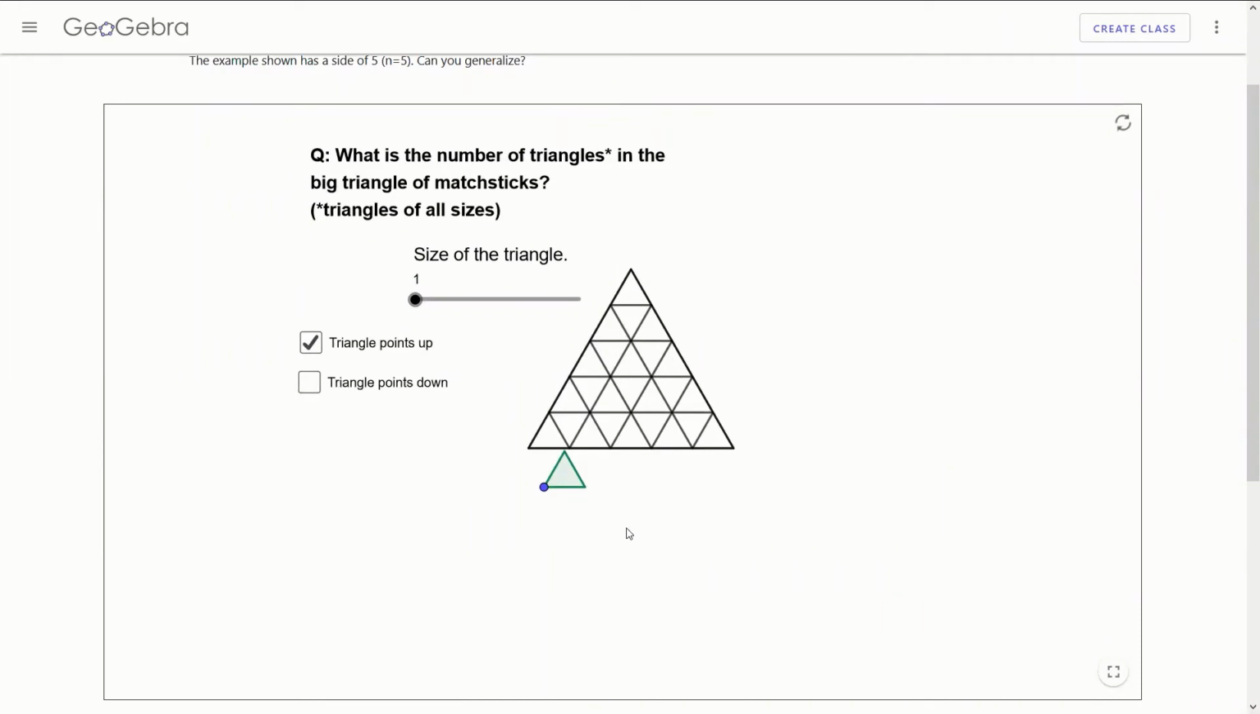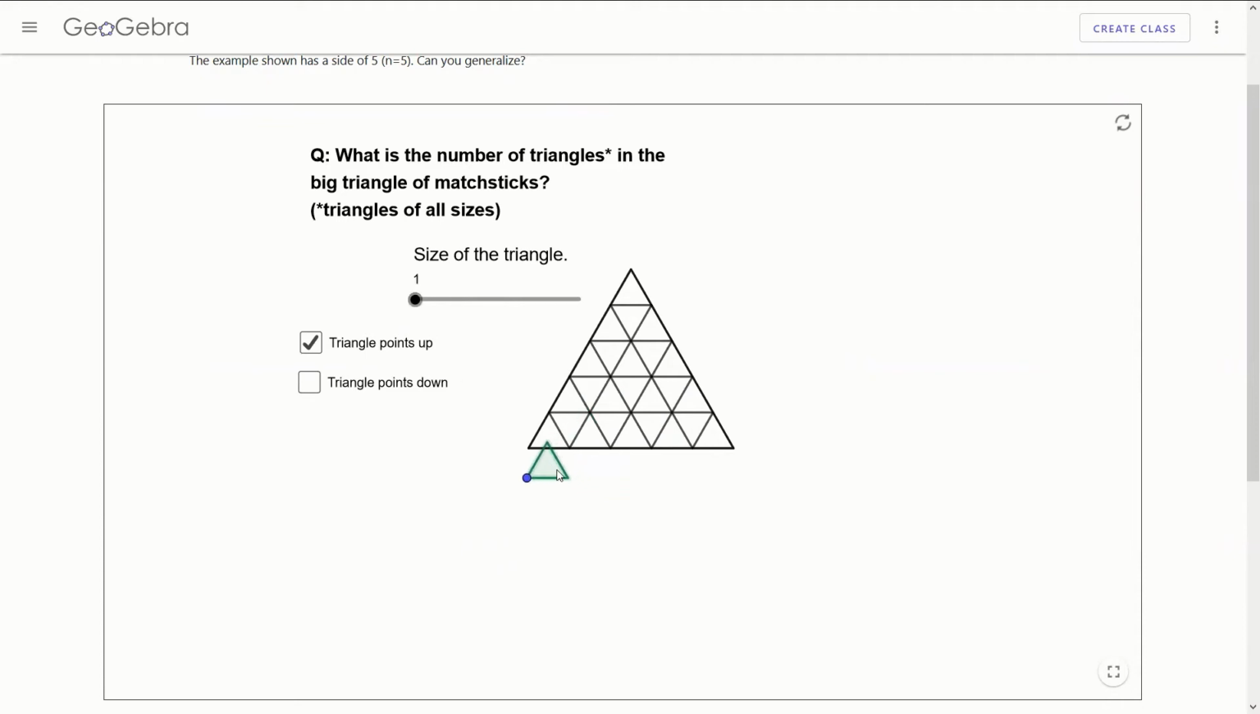Okay, so the big key to investigating the matchstick problem is to think about it as 2 sub-problems. First of all, we're going to work with triangles pointing up. And we can vary the size, so we're going to work with these triangles that are pointing up. And then we're going to switch and work with triangles pointing down. So we break the problem up into 2 sub-problems, each of which is a little bit easier to solve.